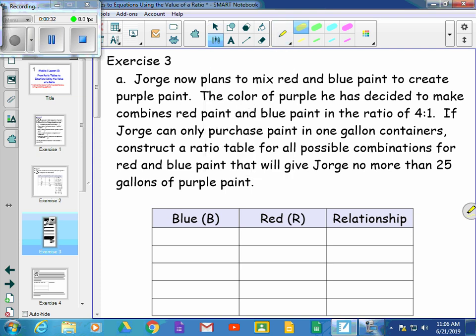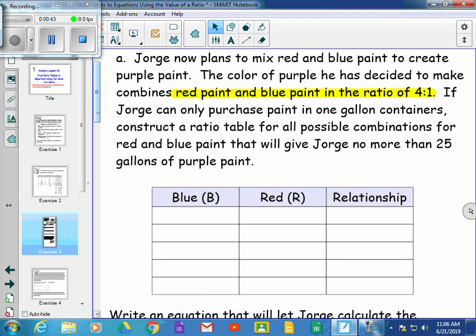If I look at this information right here, it tells us that he's mixing 4 gallons of red for every 1 gallon of blue. So if he mixes 4 red and 1 blue, he's going to make 5 gallons of paint. Let's use that information to create some combinations on this ratio table below. But first, let's pay close attention because they give us the blue first and the red second, and that's opposite of what they gave us in the word problem.